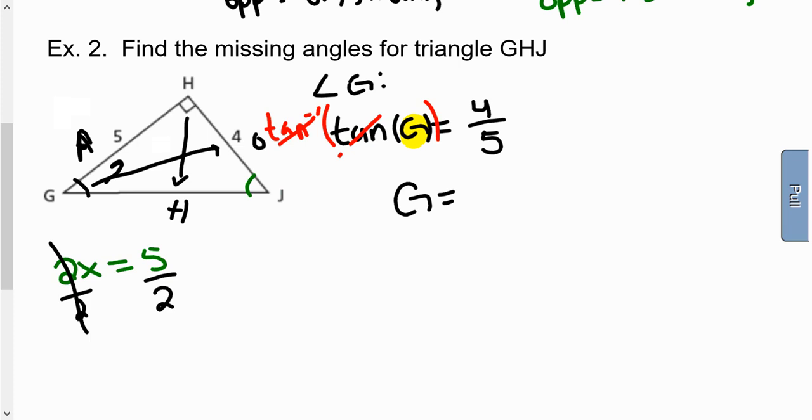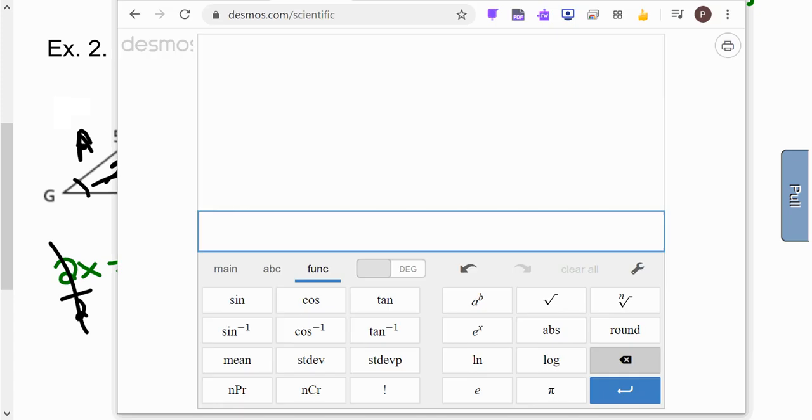So what that looks like here is I have to take the inverse tangent of this ratio. So I'm taking the inverse tangent of 4/5. Right? This is me telling the calculator, I know the ratio is 4/5. Work backwards for me and tell me what angle, angle G in this case, actually gives me a relationship like that. So I'm going to open up my calculator again.